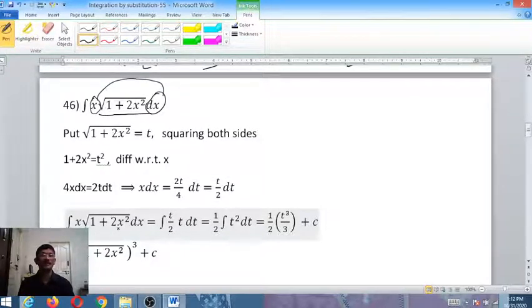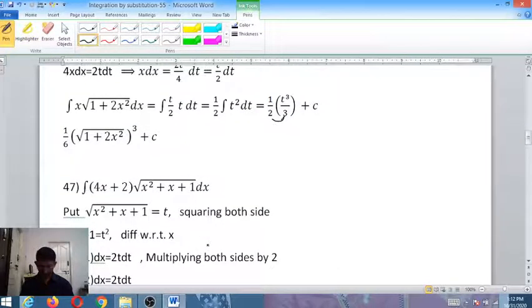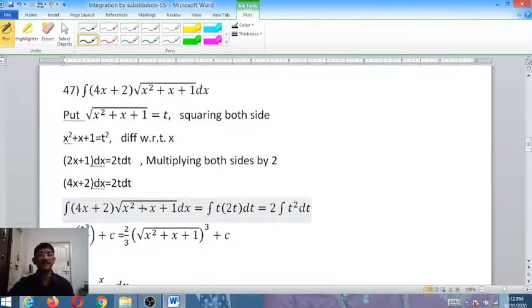Root of 1 plus 2x square gives t, and t dt. This 2 is taken out, 1 by 2 into t square. What is the integral of t square? T cube by 3. 3 and 2 get multiplied, it is 1 by 6 into t cube. What is t? Root of 1 plus 2x square, whole cube. Remember, x dx will be t by 2 into dt. Again, very similar to the same problem.